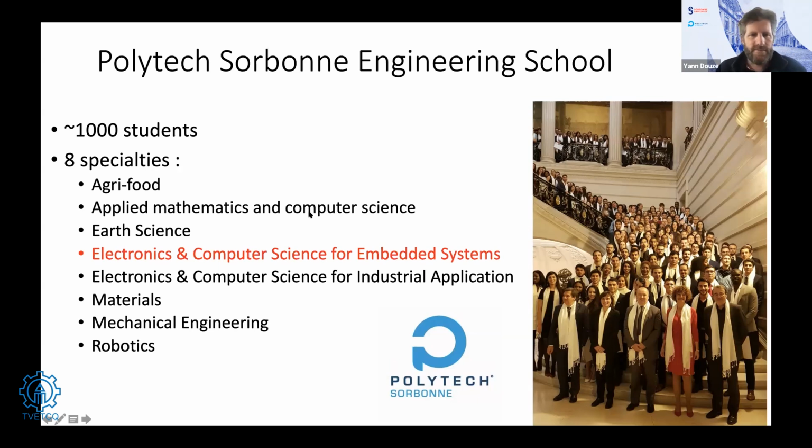the graded students. Okay, we have 8 specialties in this engineering school: agri-food, applied mathematics and computer science, earth science, electronic and computer science for embedded system, electronic and computer science for industrial application, materials, mechanical engineering, and robotics. And I'm working in the electronics and computer science for embedded system, and I am head manager of this department.